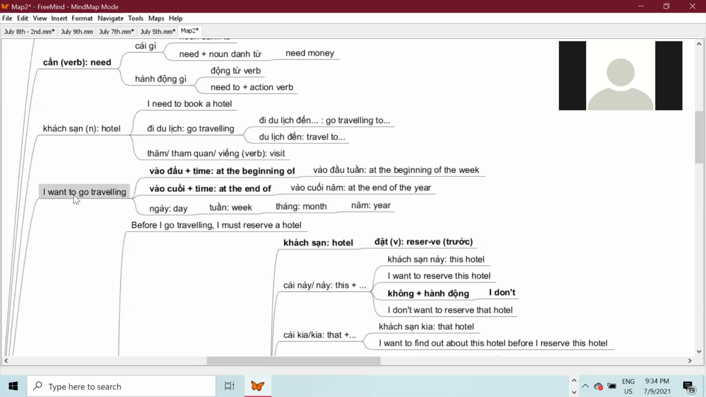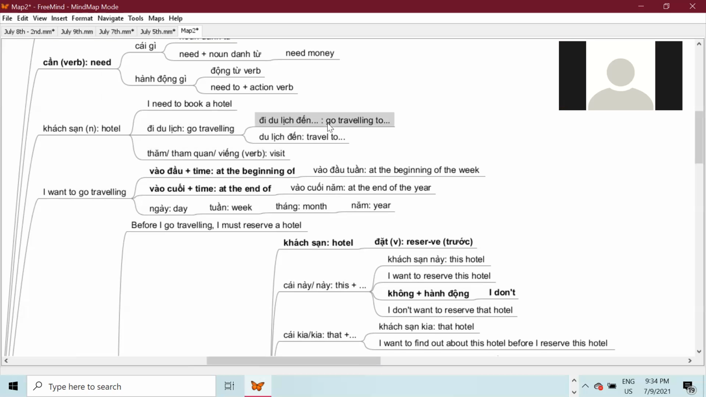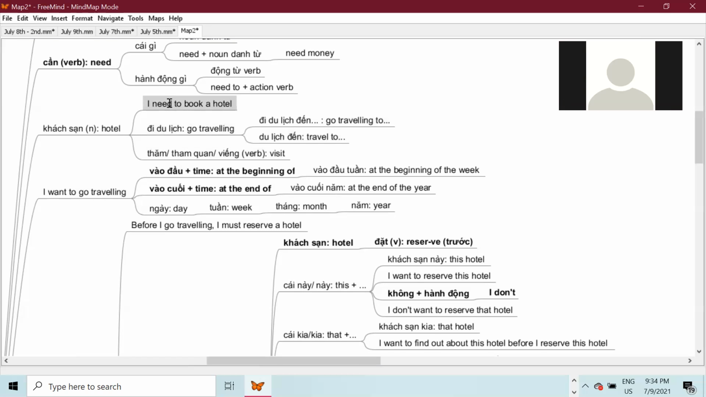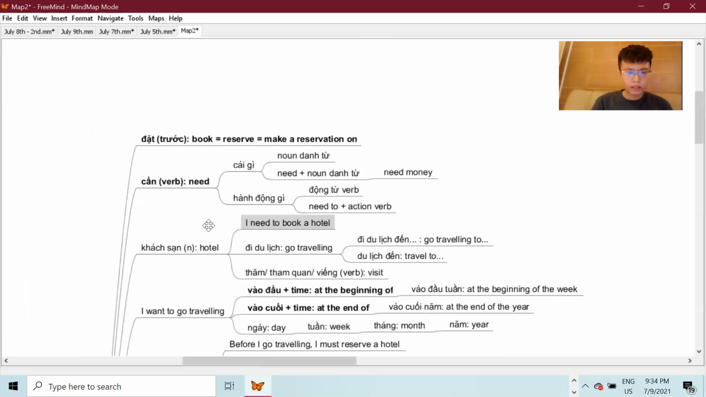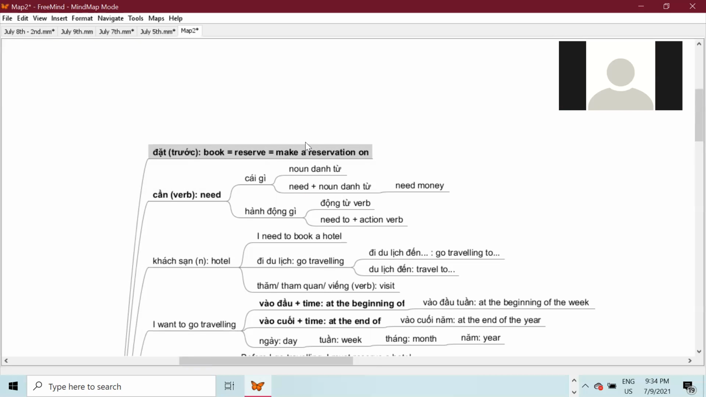I want to go traveling. Yes, visit. Go traveling. Go traveling too. Yes, travel too. I need to book a hotel. Yes, very good. Need. Yes. Okay. Book.